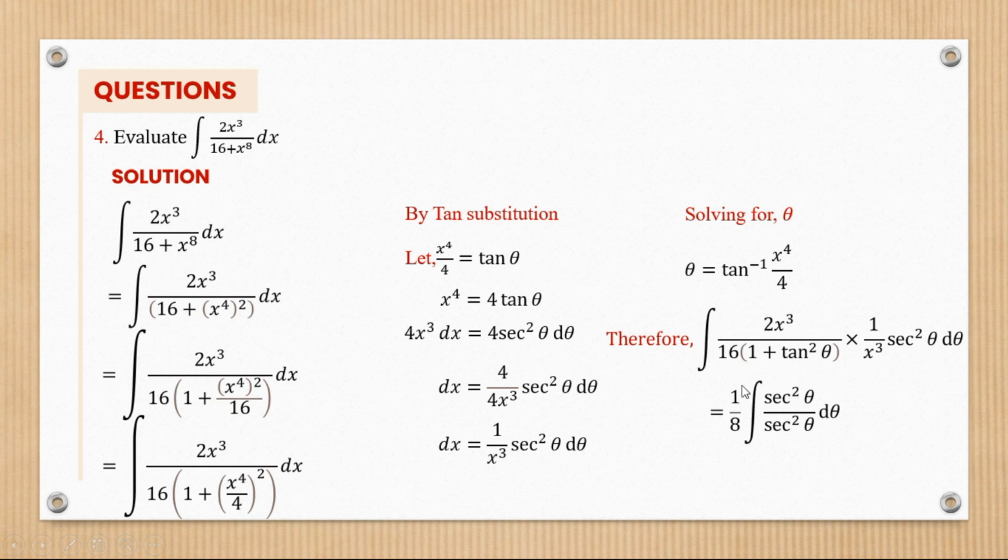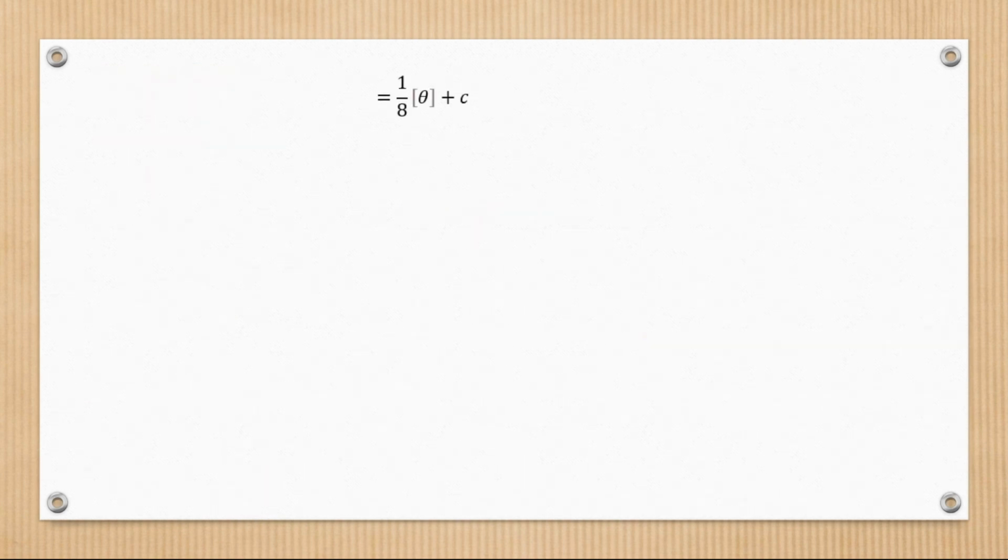So we have 1 over 8 outside the integral. And because we can already see that 1 plus tan squared theta is equal to sec squared theta, we'll have sec squared theta over sec squared theta d theta. And then therefore we'll have 1 over 8 times the integral of 1. Now the integral of 1 is going to be equal to theta plus c. So 1 over 8 theta plus c. But remember, theta is tan inverse of x power 4 over 4. So now we'll have 1 over 8 tan inverse of x power 4 over 4 plus c. And that is our answer.